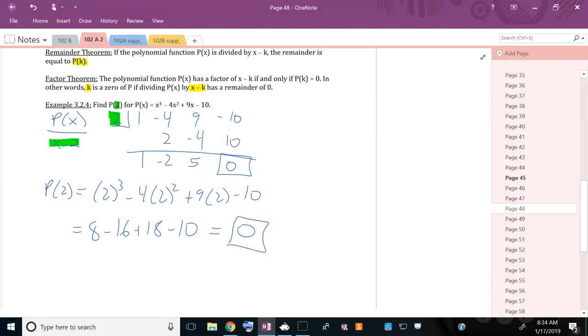So, looking at our factor theorem, we can also say that 2 is a 0 of this polynomial p of x. We don't yet know the other zeros, but we know that 2 is one of them.